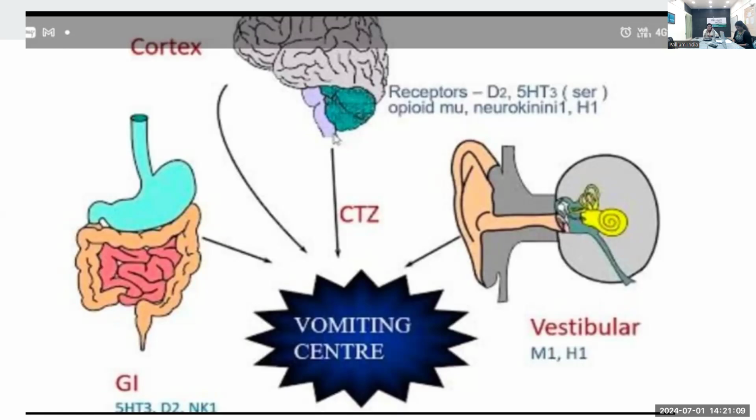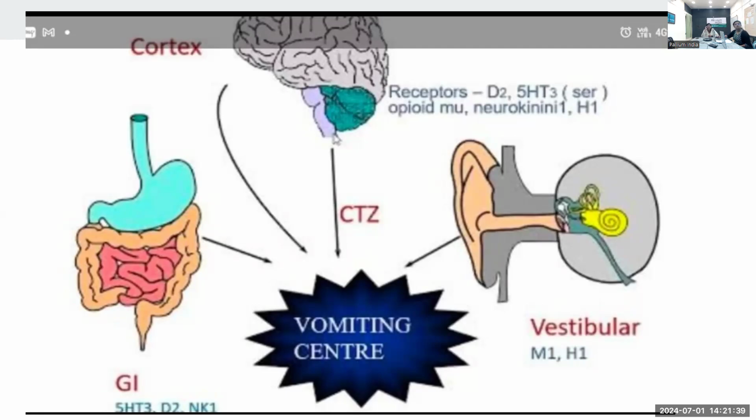See, you have the GIT and you have these receptors. First, in the slide, please try to remember the receptors. Now, the cortex is there. Now, the CTZ, you have so many receptors. Chemoreceptor trigger zone. It's a zone, and the zone has a lot of receptors. You have the D2 receptor, 5-HT3 receptor, mu receptor, neurokinin, H1 receptor, the histamine receptor. So everything is there in the CTZ.